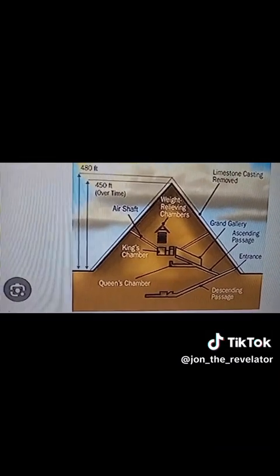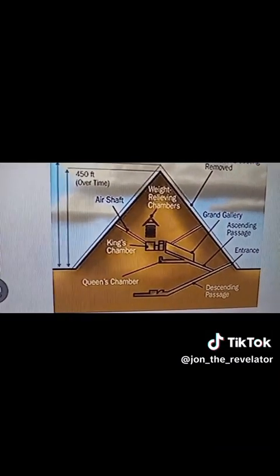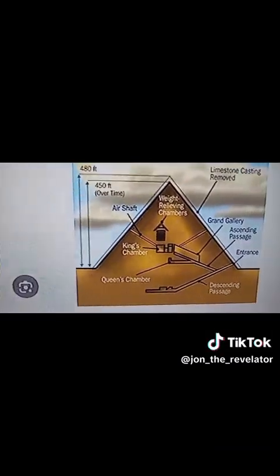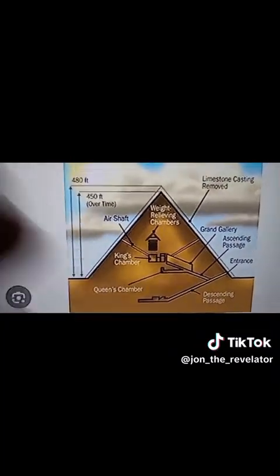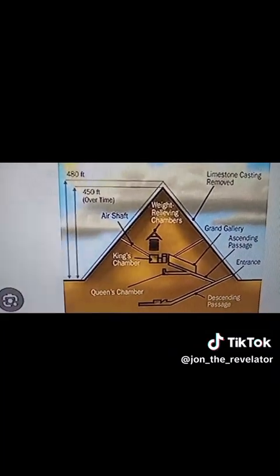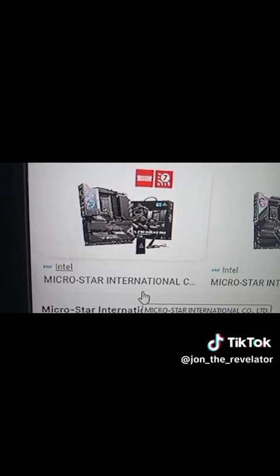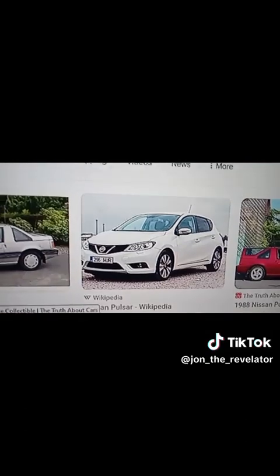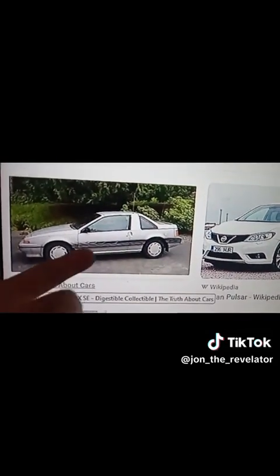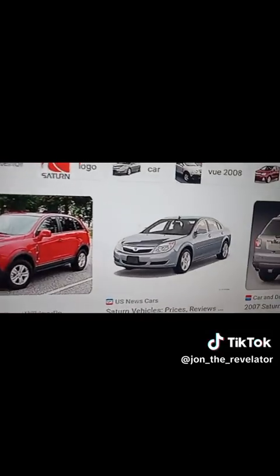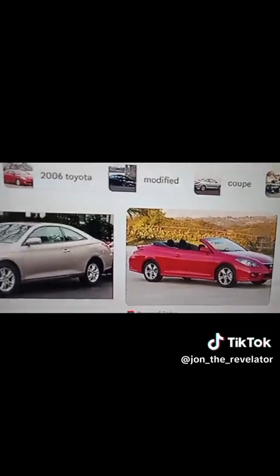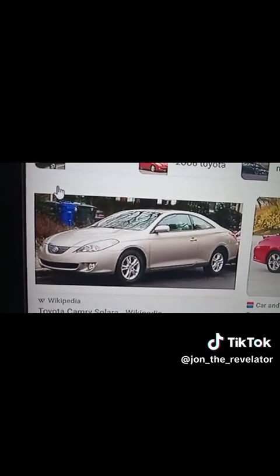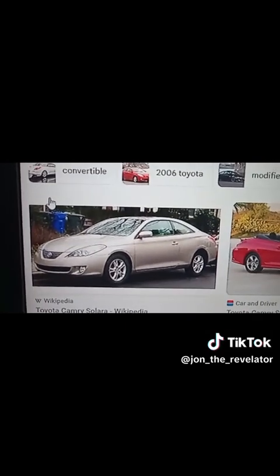Your timing is everything in your car. If the timing is off, it won't work at all. And of course, time applies to the stars, timing, the pyramids, computers, the moon, the sun. It's all the same. I mean, that's why they're called Microstar, probably. Of course, we name our cars after space. Nissan Pulsar, the Saturn, the Solara. And there's a lot of universe cars out there.